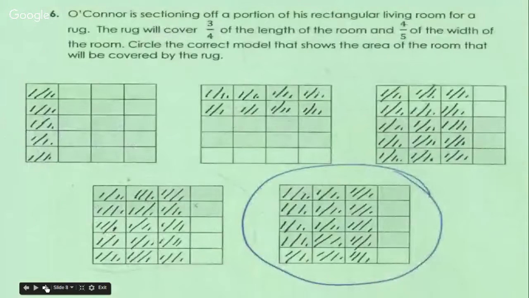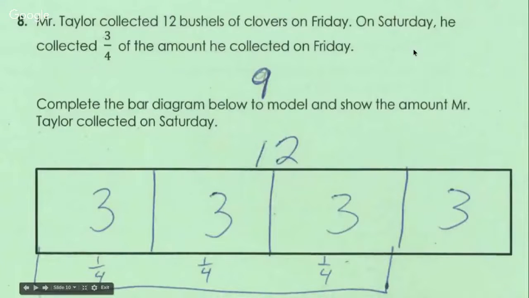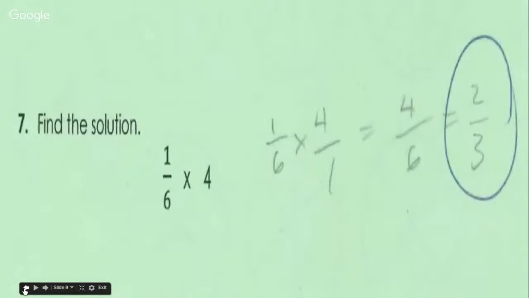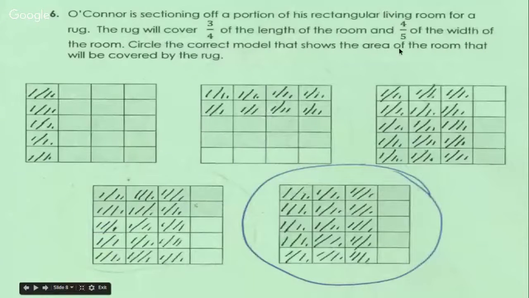Continuing on. Question number 6. This is another area one, but we were more concerned with you being able to pick out the model of the area problem. So 3/4 of the length of the room and 4/5 of the width. So you'll see that phrase "of the" shows the area of the room. So again, of the, so these are all multiplication problems. 3/4 times 4/5.